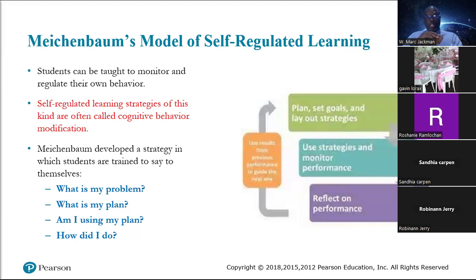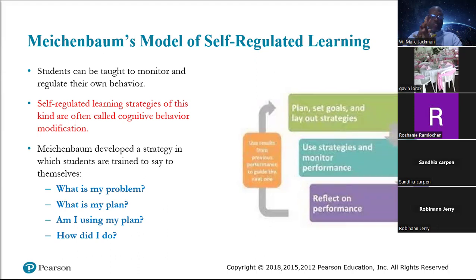Meichenbaum's model of self-regulated learning. So we look at observational learning. Now we want to talk about self-regulated learning. Students can be taught to monitor and regulate their own behavior. Of course, this is developmental and depends on their age. The younger they are, the less likely they're able to self-regulate, but you want to introduce it as early as possible in little steps. All right?